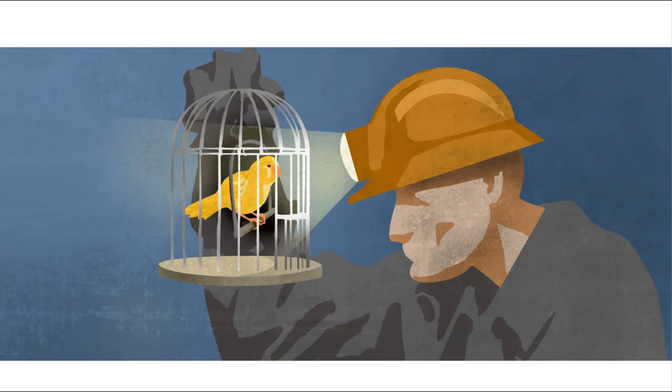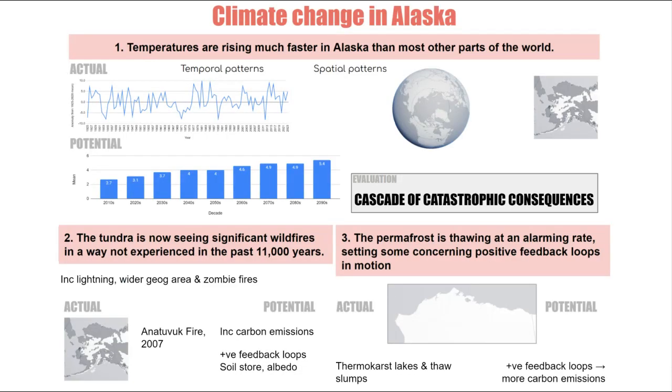So, our conclusion: Alaska tundra is the canary in the mine. It's warming faster than anywhere else, and it should be this opportunity for us to reflect. Should we be doing more about climate change than we are? Should we be taking this threat seriously? Well, the answer is obvious, isn't it?